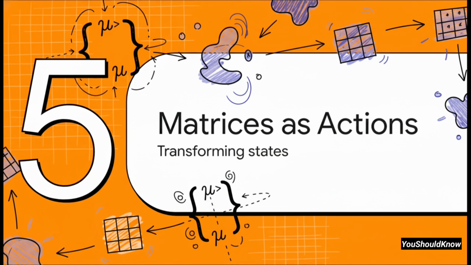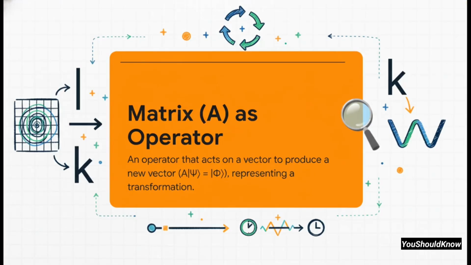Because in quantum mechanics, a matrix isn't just a grid of numbers, it's an action. It's simple. A matrix takes a ket, does something to it, and spits out a new ket. That's why in quantum speak, we usually call a matrix an operator. It operates on the state. This operation could be anything really, a rotation, a measurement, even just letting time pass. It takes your starting state, let's call it psi, and transforms it into some new state, phi.